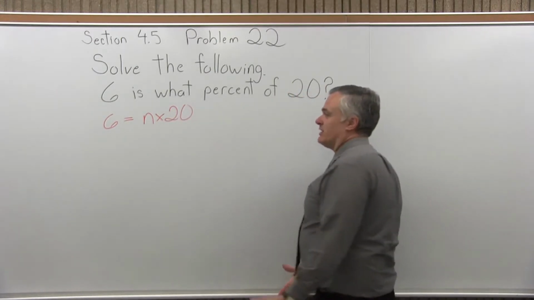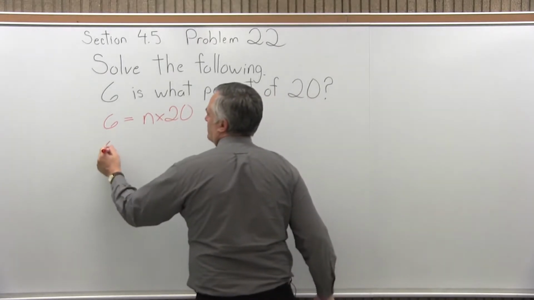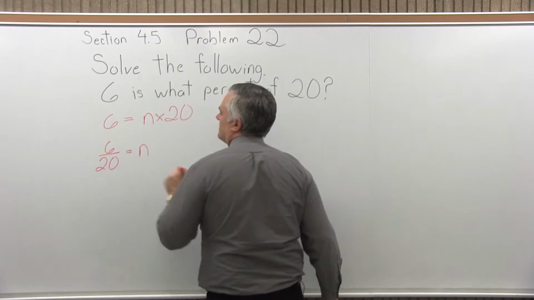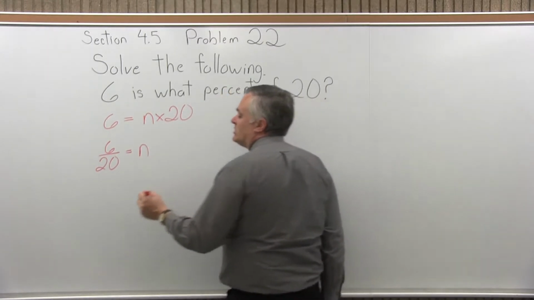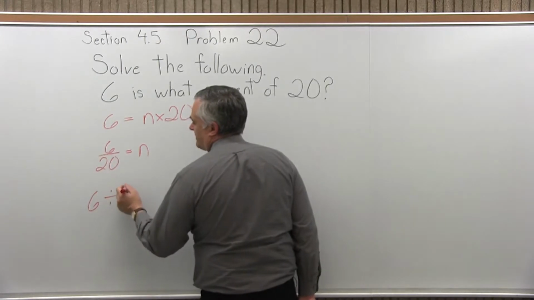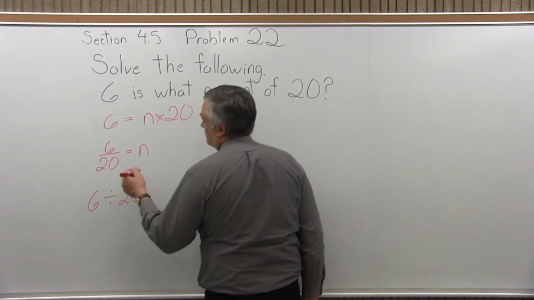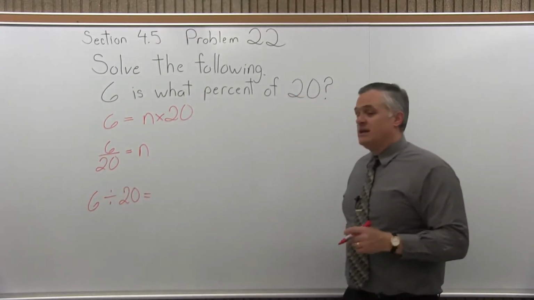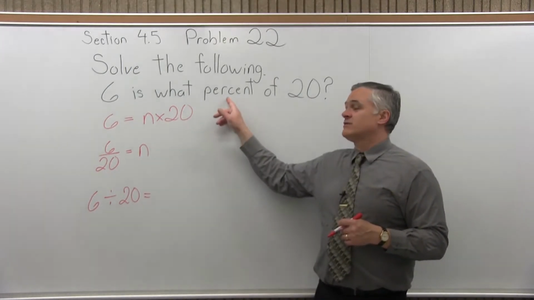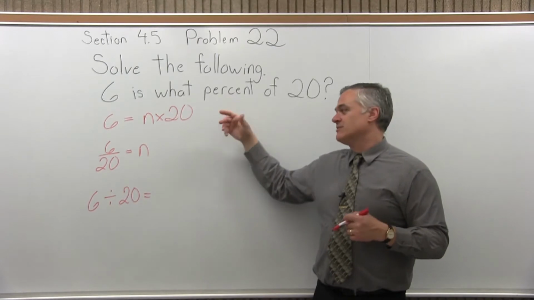So we want to solve for n, the unknown. So that means we divide by 20. 6 divided by 20 equals n. Now, if your teacher allows you to use a calculator for class, you can simply do the numerator of 6 divided by the denominator of 20 equals, and you'll get your answer. And it's going to come out as a decimal. Remember, the question asks for the answer in the form of a percent.